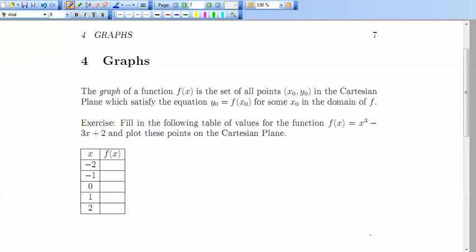I'm now going to give a brief introduction to graphs. We're going to do a lot of graphing in this course, and in your future courses you're also going to do a lot of graphing. But for now we're just going to talk about briefly what graphs are.